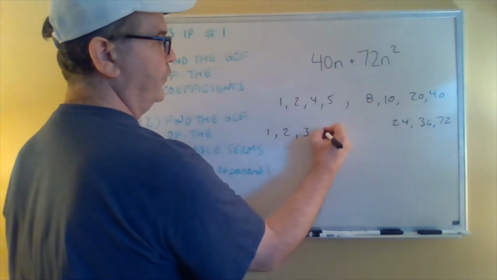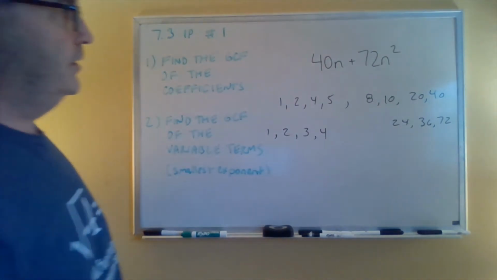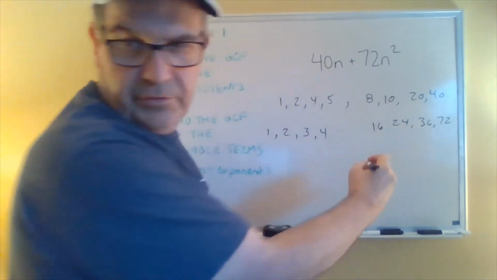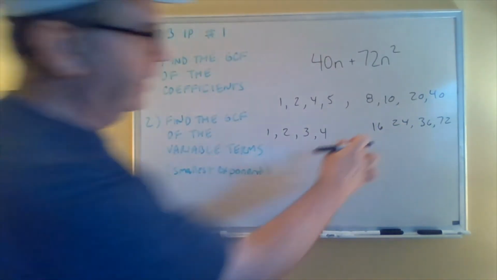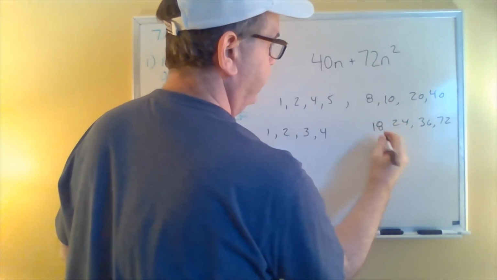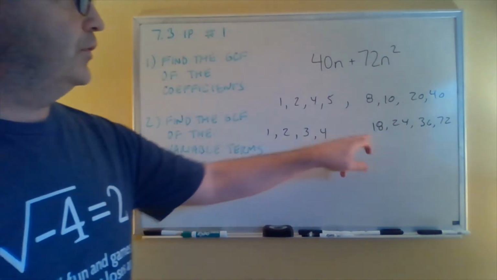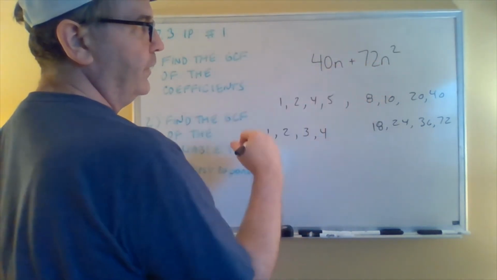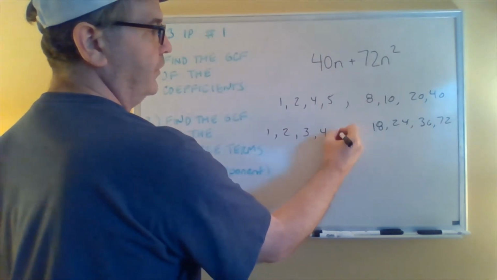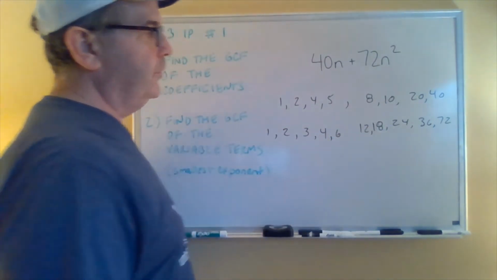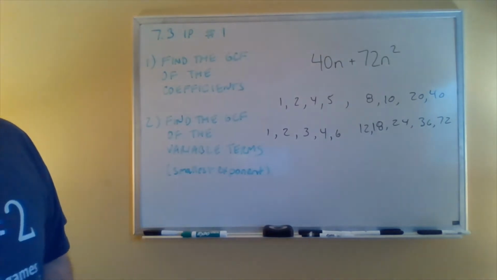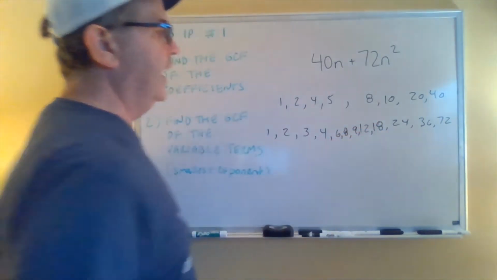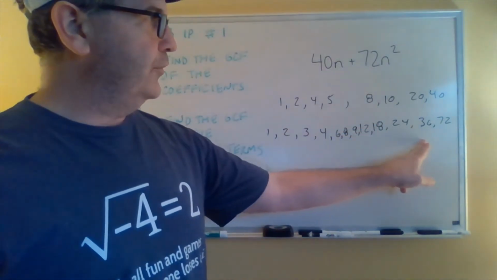How about 4? Does 4 go into 72? It does. It goes in 18 times. 4 times 18 is 72. Does 5 go into 72? No, remember it has to end in 0 or 5. Does 6 go into 72? Yes, 6 goes in 12 times. Does 7 go into 72? It does not. But does 8? Yes, it does, and it goes in 9 times. So there's our list of factors for 72.